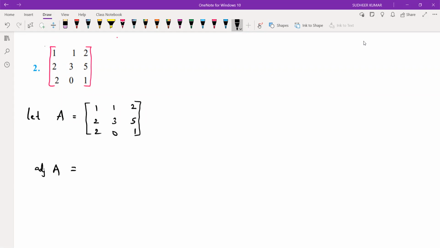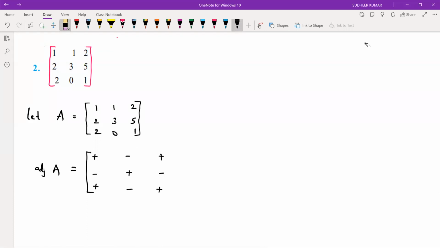So adjoint A equal to, you can fix the sign first. First one is plus, next one is minus, the next one is plus. So alternate signs you will get. Minus, plus, minus, then plus, minus, plus. These are the fixed signs. Then if the minor value is negative, suppose minus 2, again you have to write it in brackets as minus 2. Don't forget it.